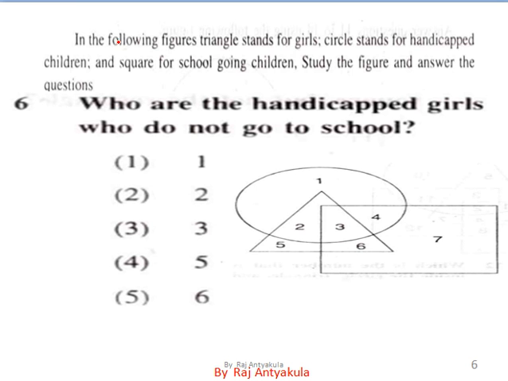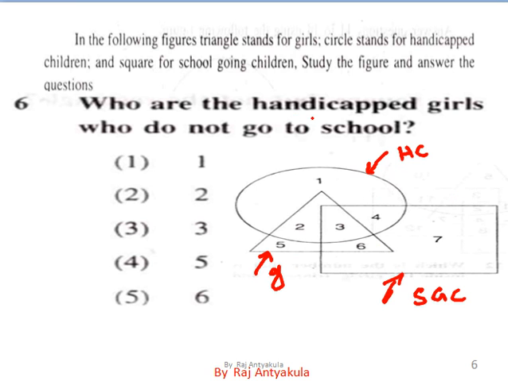Now here what is given? In the following figures, triangle stands for girls, circle stands for handicapped children, and square for school going children. These are school going children. Okay. So triangle is for girls, handicapped children are indicated with circles, and square is indicated with school going children.